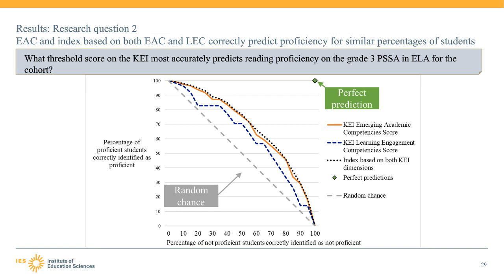And so after selecting the index, we need to select the threshold. And if you focus on the curve, the black dashed line, which is for the index of the 2 dimensions, what the graph shows you is that as we try to increase the percentage of not proficient students who are correctly identified, we'll decrease the percentage of proficient students who are correctly identified. So when we select this threshold, then there's this trade-off.